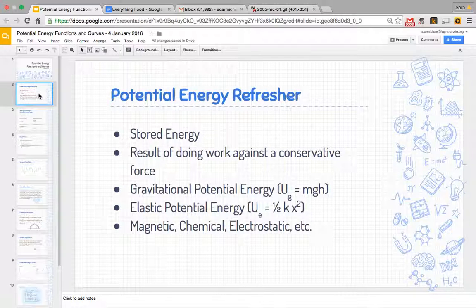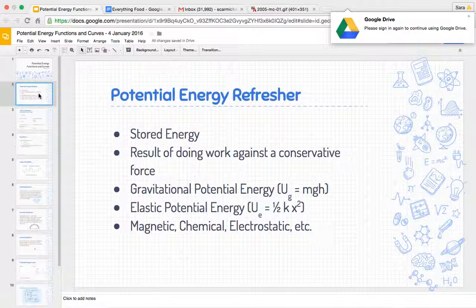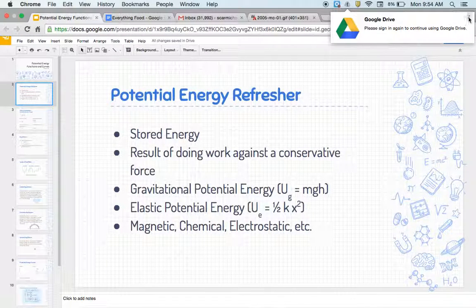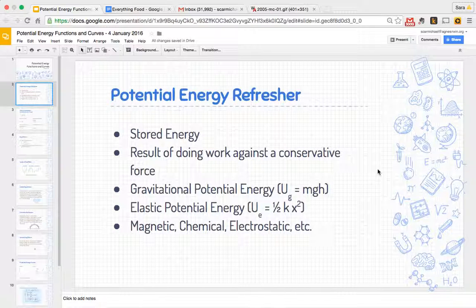And we've mostly focused on two conservative forces so far. We've talked about gravitational potential energy. Gravity is a conservative force, so when you do work against it, when you lift something, you give that object gravitational potential energy. And the formula for that, remember, is mgh. It's directly proportional to the height to which you've raised it. And when you stretch or compress a spring, you give that spring elastic potential energy because the force of a spring is another example of a conservative force.